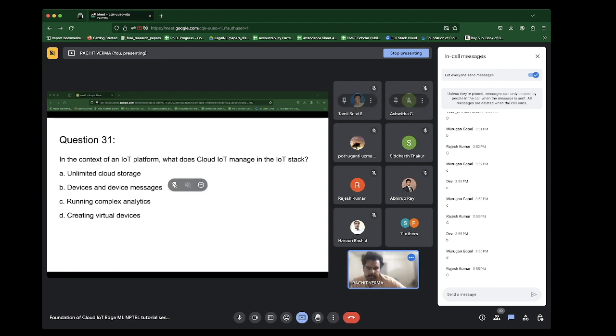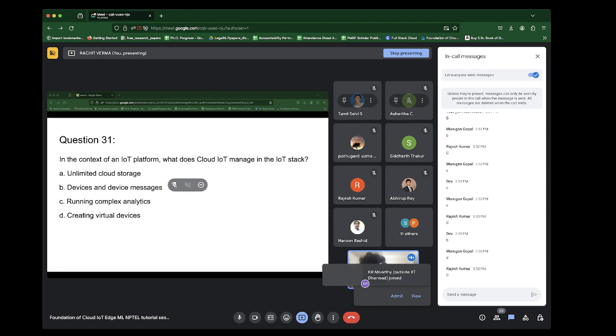The complex analytics part is not exactly run by Cloud IoT, right? Cloud IoT does the device managing, device brokering, device provisioning, and it allows you to message between two devices. But after that, the hot path, warm path, and the cold path are the components that actually handle the processing of the data. If I'm wrong, please let me know. This was what I understood from the lecture.